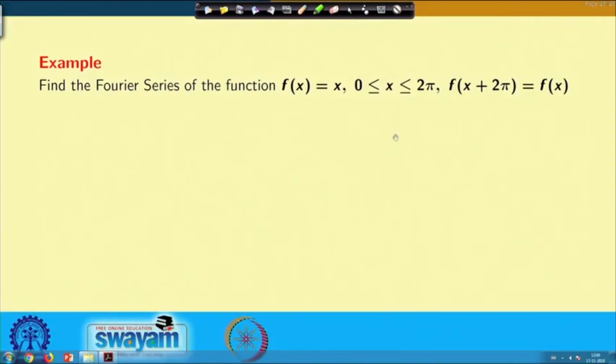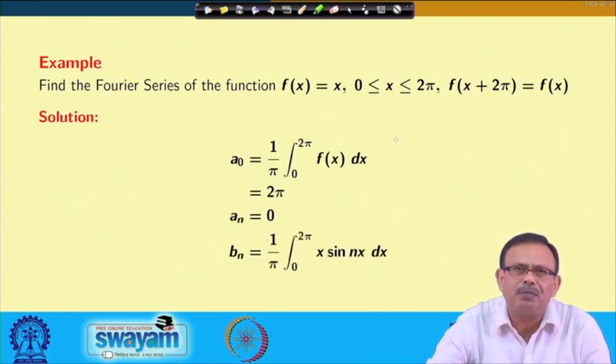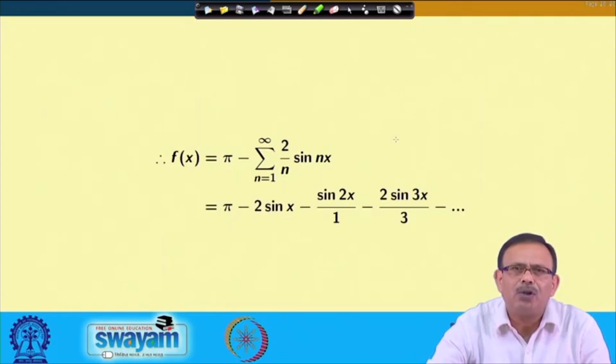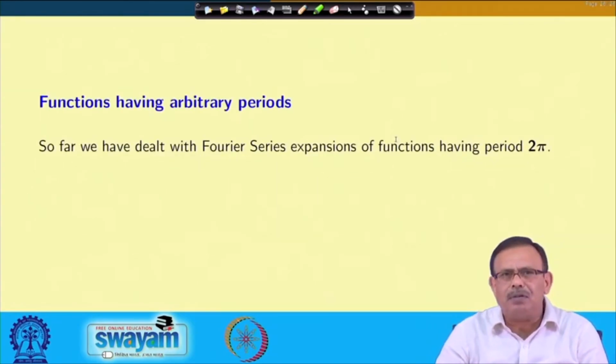So, let us see this thing. Just a naught, a n is 0, b n is this one, we are calculating, and ultimately we are getting minus 2 by n. So, f x is pi minus twice sin x, minus sin 2x by 1, minus twice sin 3x by 3, and in this way it will continue. Now, functions having arbitrary period.